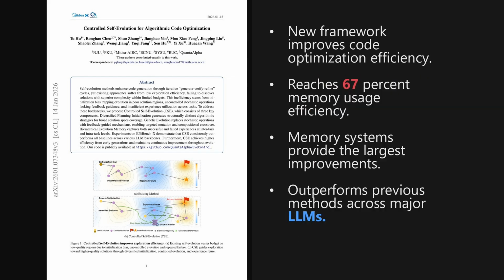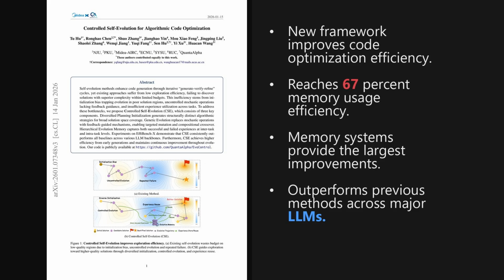I'm Alex. Today, we're looking at a paper from the Hugging Face trending list, published on January 12, 2026, about 3 days ago. It introduces a framework called controlled self-evolution that achieves a memory integral ratio of about 67% on algorithmic tasks by using diversified planning and hierarchical memory. The paper is titled Controlled Self-Evolution for Algorithmic Code Optimization.